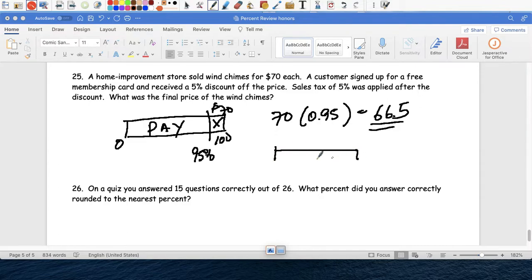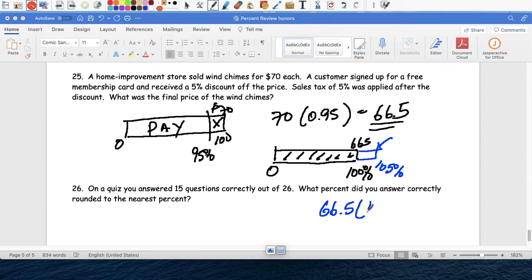Draw another bar model. So now my 100% value is 66.5. I'm going to pay for all this, and I have to pay for a little bit more, 5% more, so that's going to take me to 105%. That's the price I need, 105% of 66.5. So you take 66.5 times 1.05, and that's going to give me $69.83. So that's how much I would be paying at the register.